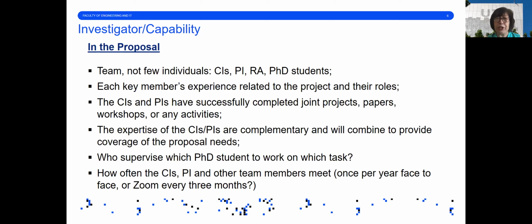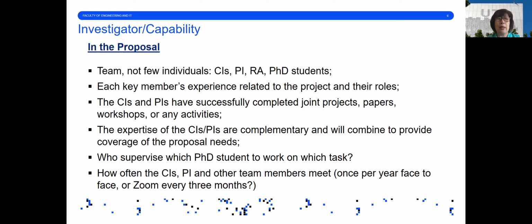Second point is for each key member, and key member doesn't mean not RA, not a PhD student, each key member's experience related to the project you need to mention. In your ROPE, you can mention you have done something, for example, civil engineering and machine learning, but if your project is about civil, then in this proposal, when you mention this investigator, you need to focus on this. We have this civil experience, because this project is about civil. It must relate to topics, objectives, aims of the project. And also you need to mention your role, and you will lead the project or you will lead one task of the project.